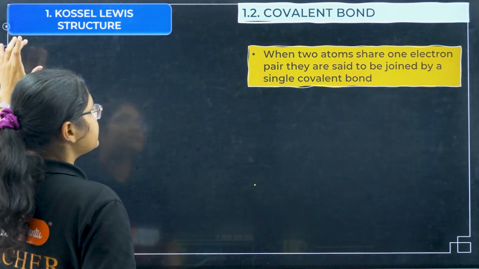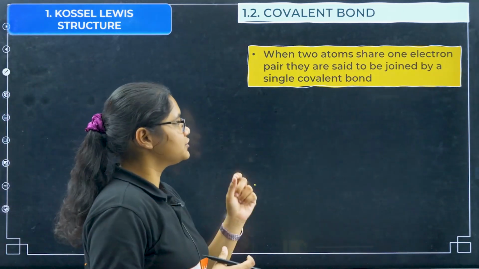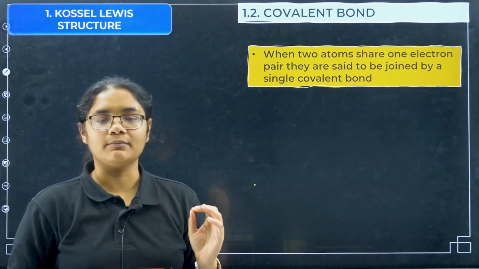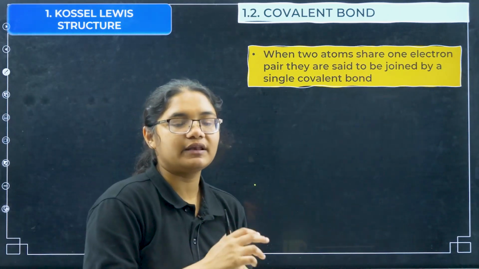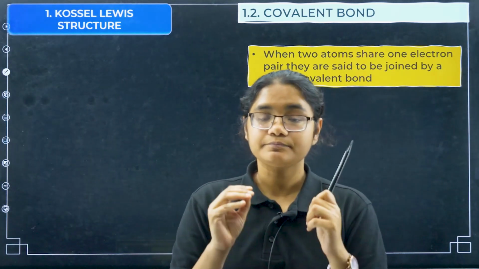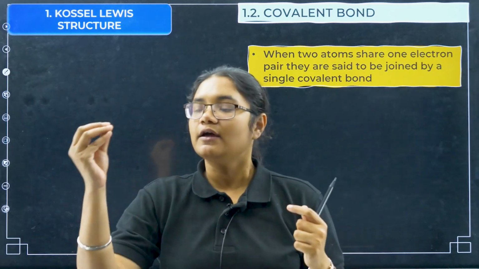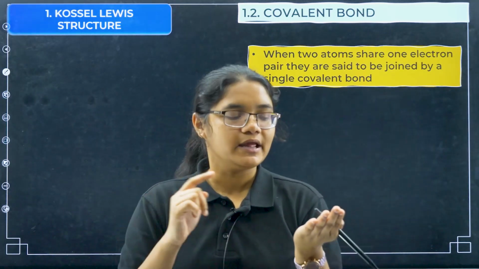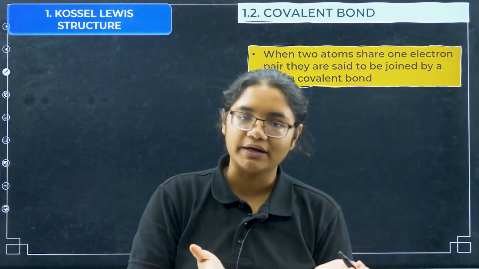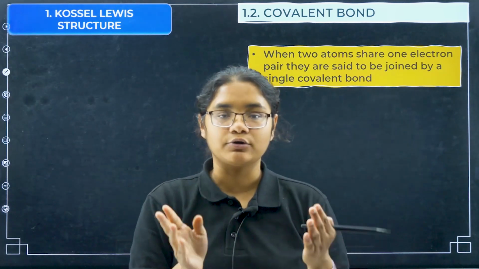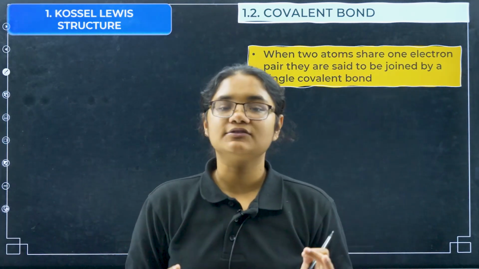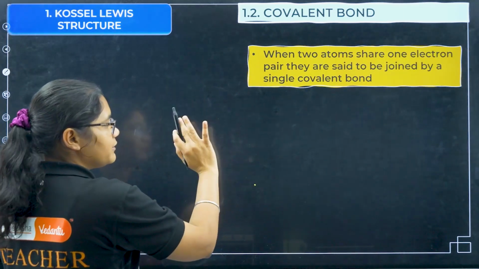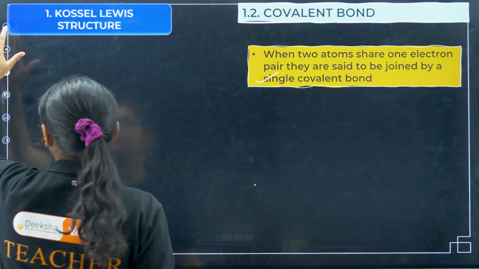Now what is a covalent bond? When 2 atoms share one electron pair, they are said to be joined by a single covalent bond. For every bond we require 2 electrons. Suppose there is a bond between A and B: A donates 1 electron, B donates 1 electron, and now these 2 electrons belong to both of them. That is called a covalent bond. If there is one bond between A and B, it is called a single covalent bond.